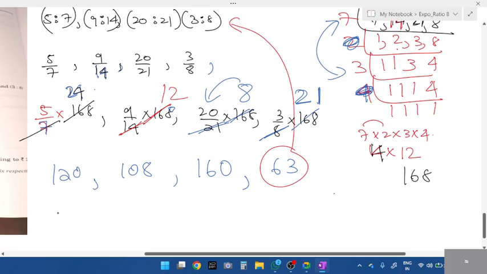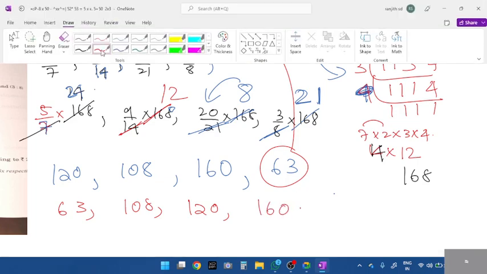Alia, have you written 63, 108, 120? Did you arrange these numbers? Okay, if you want, I'll do that. First, let us arrange this, students. What do you get? 63, 108, 120, and 160. Next, tell me the next one.